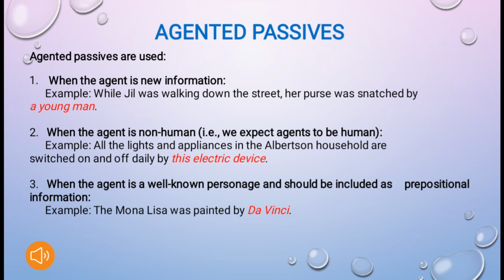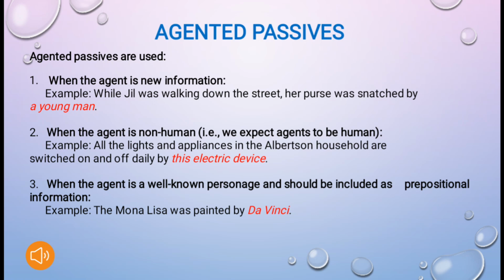So the third and last agented passive is when the agent is a well-known personage and should be included as prepositional information. One example is: the Mona Lisa was painted by Da Vinci. So we are now using a well-known personage as the agent here. Most people clearly know who Leonardo da Vinci is, right? He is the one who painted the Mona Lisa portrait.